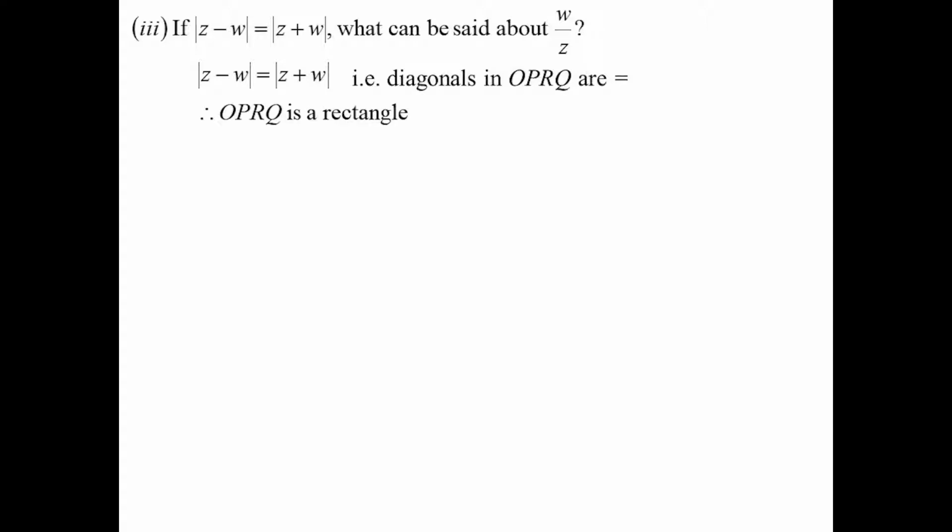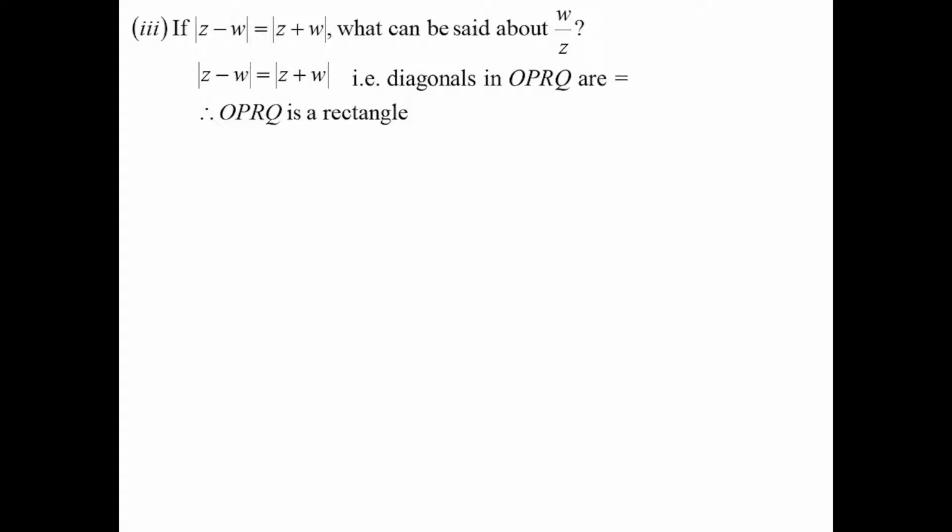Then they told us that the modulus of z minus w is in fact the same as the modulus of z plus w. What can be said about the complex number w divided by the complex number z? So they've told me the modulus of z minus w is equal to the modulus of z plus w. But remember, those two expressions represent the diagonals in our parallelogram. So the diagonals are equal, okay? We're now talking about a parallelogram where the diagonals are equal. That now reduces the shape down to something more specific, being a rectangle. So I now know OPRQ is a rectangle.